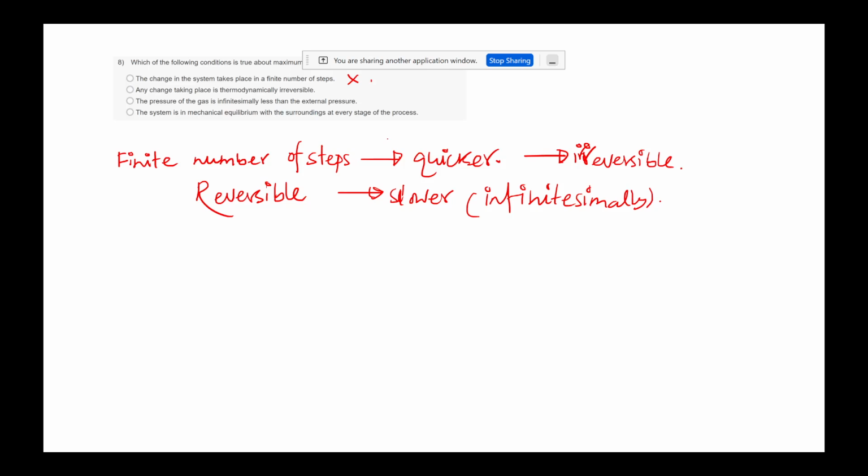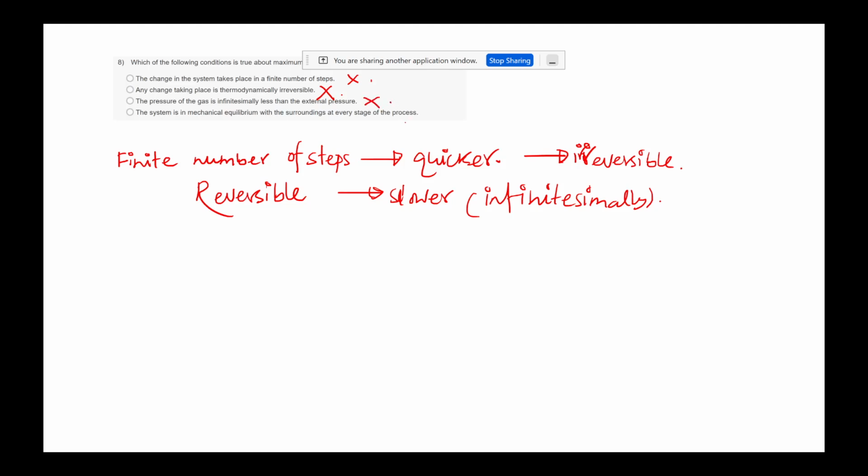In an irreversible process we know that the work done or work obtained is not the maximum, because there will be some dissipation. Now option C says the pressure of the gas is infinitesimally less than the external pressure. That is also not true, because pressure is not that important here, since it is some kind of variable which is external to the system. So we have to talk about the basic intrinsic parameters. That is also not true.